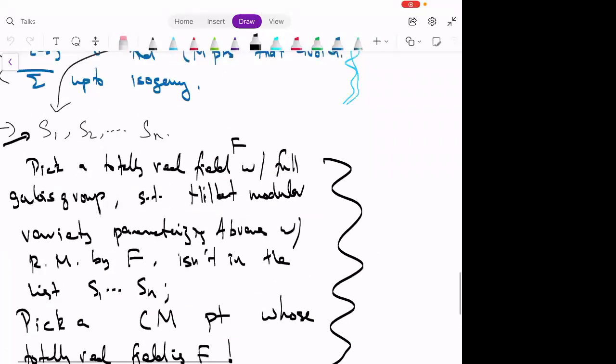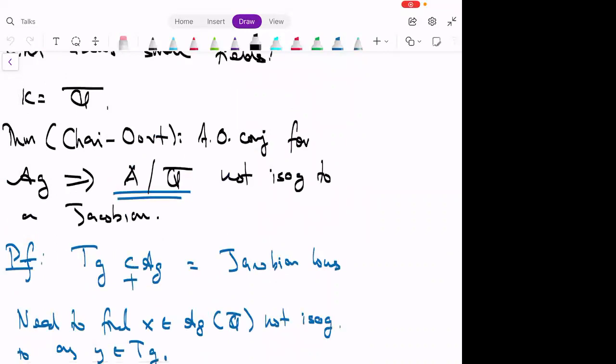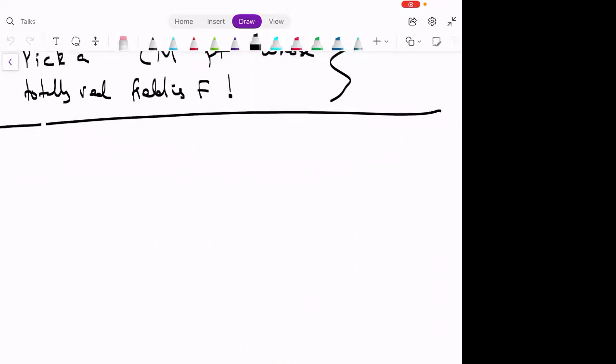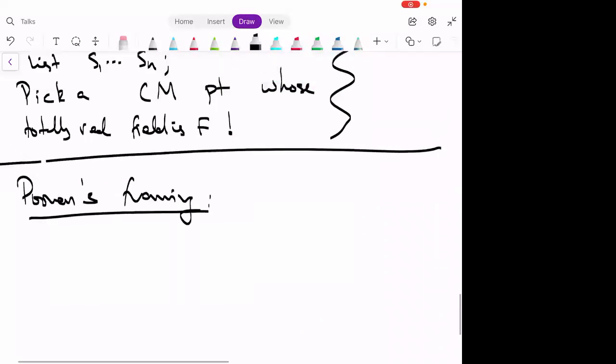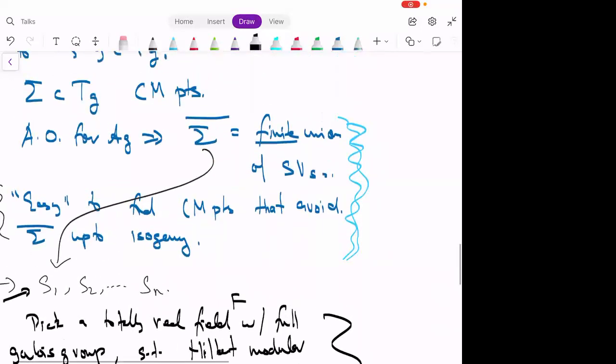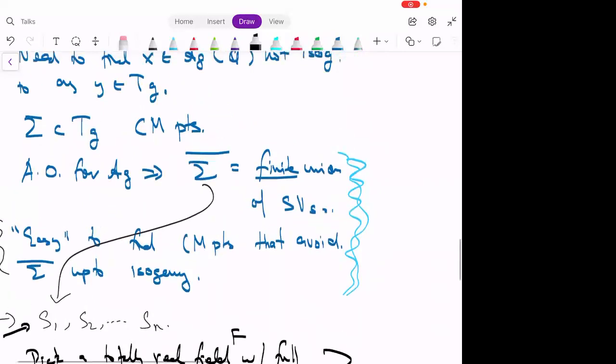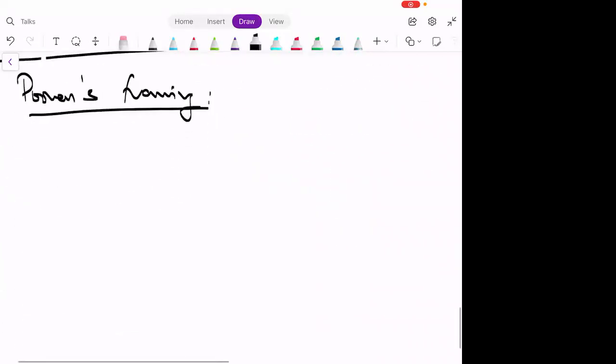Great. But before talking about that, let me reinterpret this question about Jacobians in terms of arbitrary subvarieties of A_g. I think this reframing of the question is due to Poonen. Where did we use the fact that we have the Jacobian locus? Absolutely nowhere. The same proof would have gone through for any subvariety of A_g that wasn't everything, because you could just take the CM points contained in that subvariety and take the Zariski closure. That's still going to be a finite union of Shimura varieties. So the fact that we're dealing with the Jacobian locus is actually not very important.